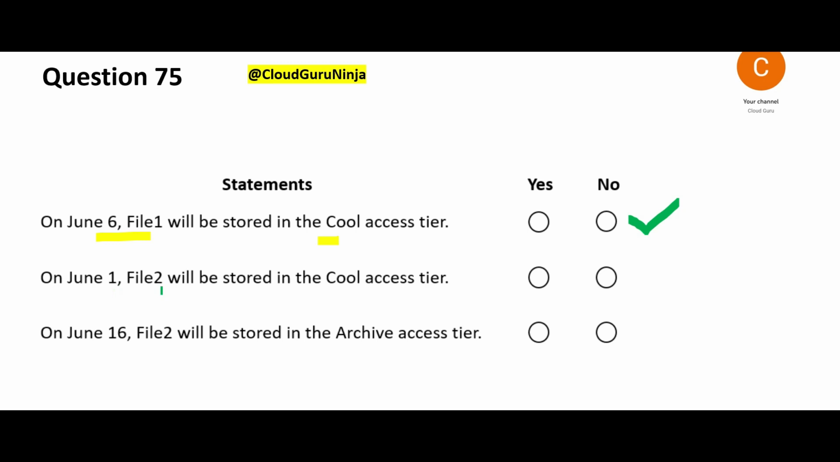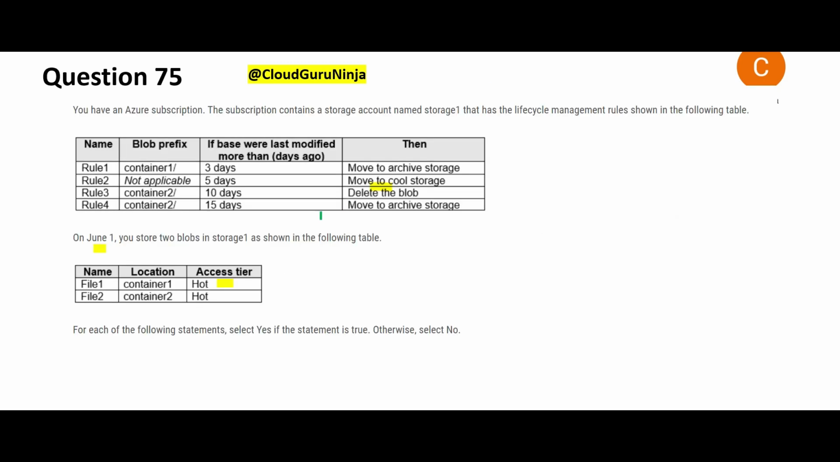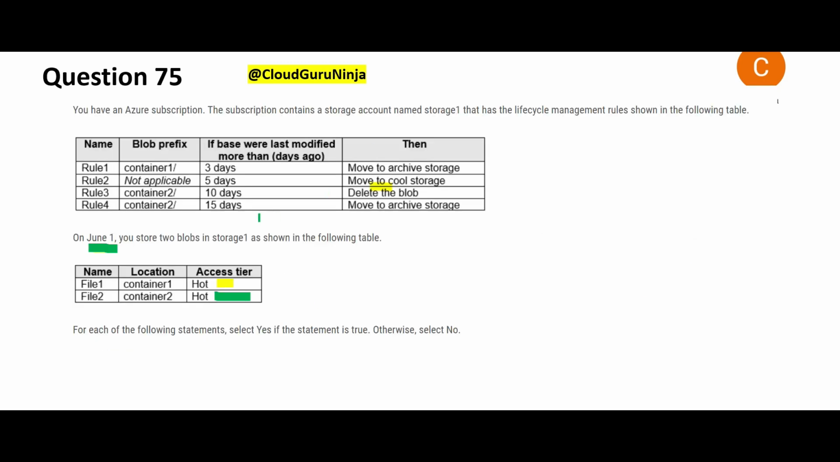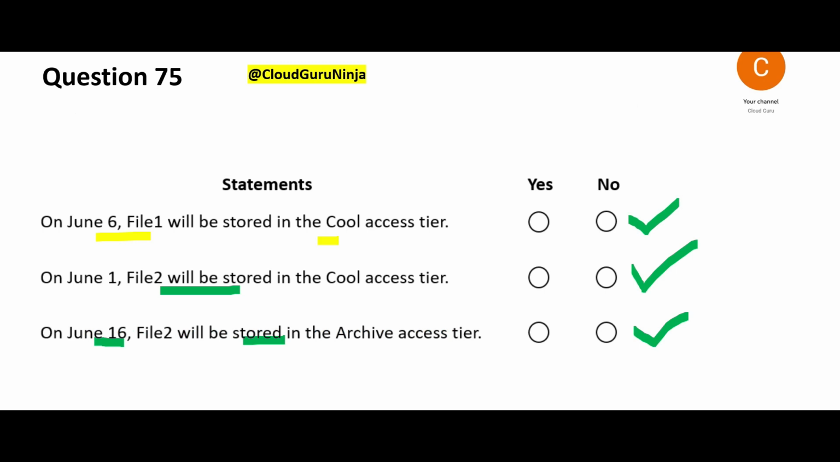Then on June 1st, file 2 will be stored in the cool access tier. This is June 1st, file 2 is in the hot access tier. So this is also no. Then you have June 16th, file 2 will be stored in the archive access tier. June 16th means if you add 15 days from June 1st, it becomes June 16th. But till June 16th, it will not move to archive. It will move to archive from 17th June onwards, because it says last modified more than this. It is always greater than, not greater than or equal to, greater than only. That is why this is also no. So these are our final answers.